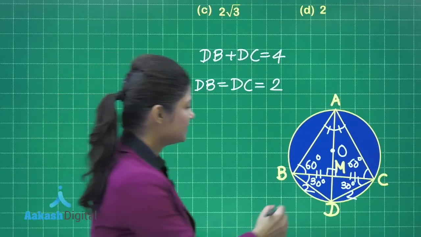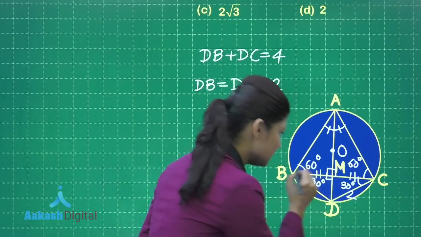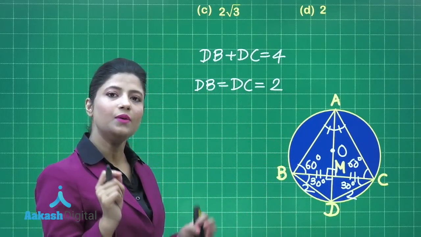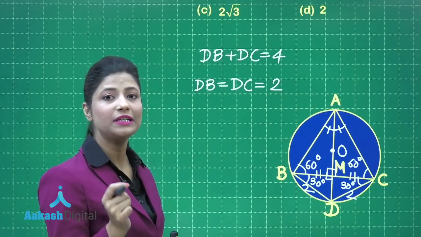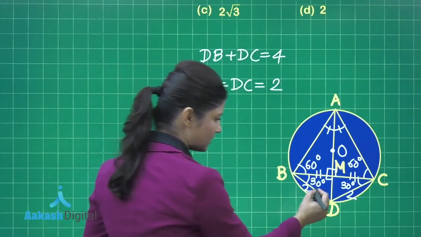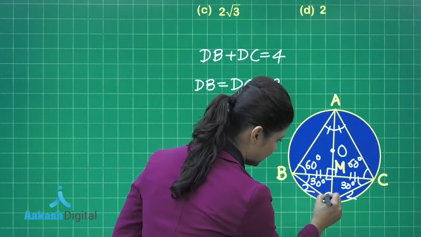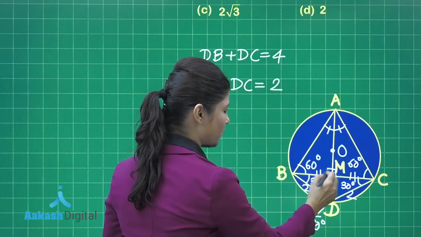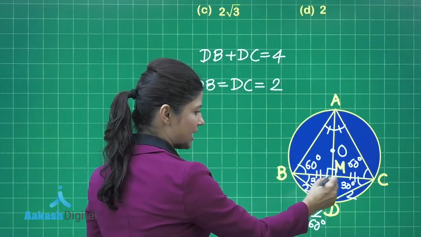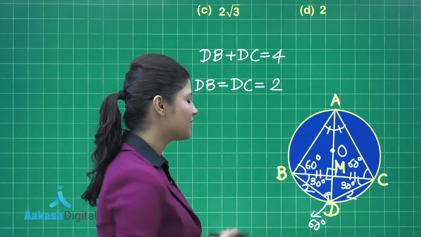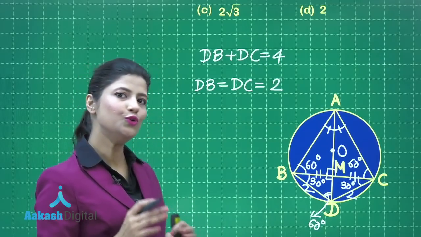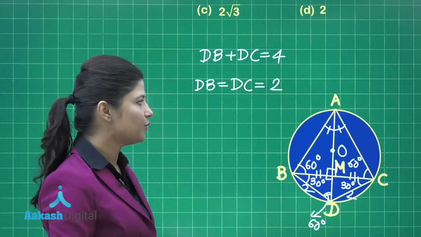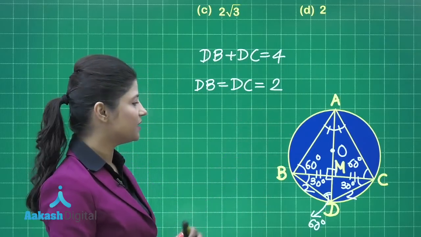Next, you can see that this is perpendicular, so this angle will be also 90 degree, and when I know the two angles of the triangle, I can easily obtain the third angle. Here this third angle will be measuring 60 degrees. You can see I am talking about this triangle BMD. This is 90 degree, 30 degrees, so this angle becomes 60 degrees. Using that, let's try to obtain the diameter of this circle.